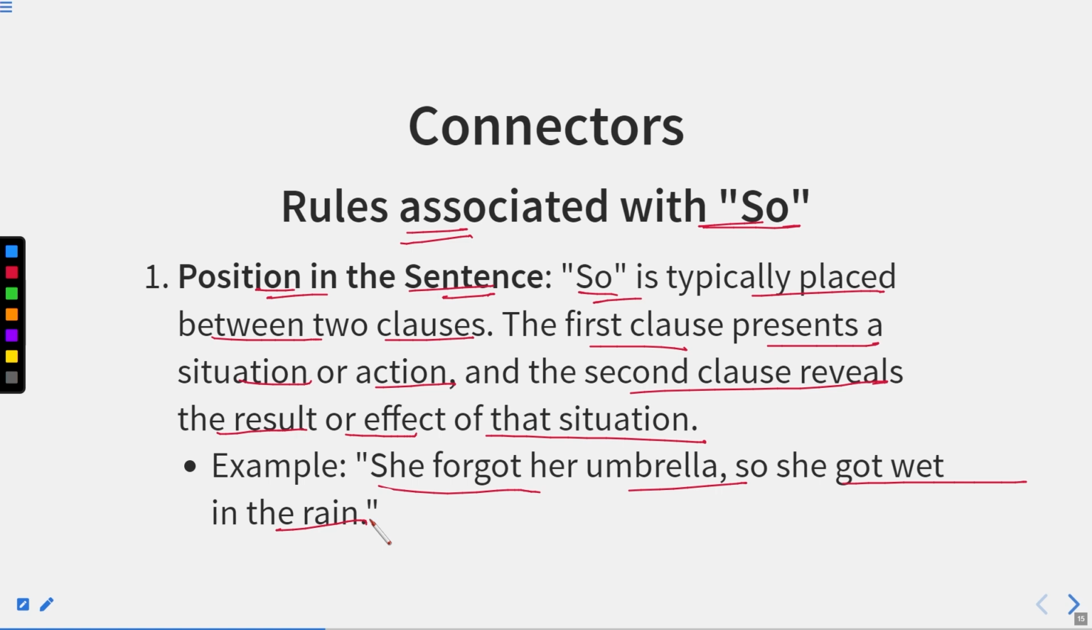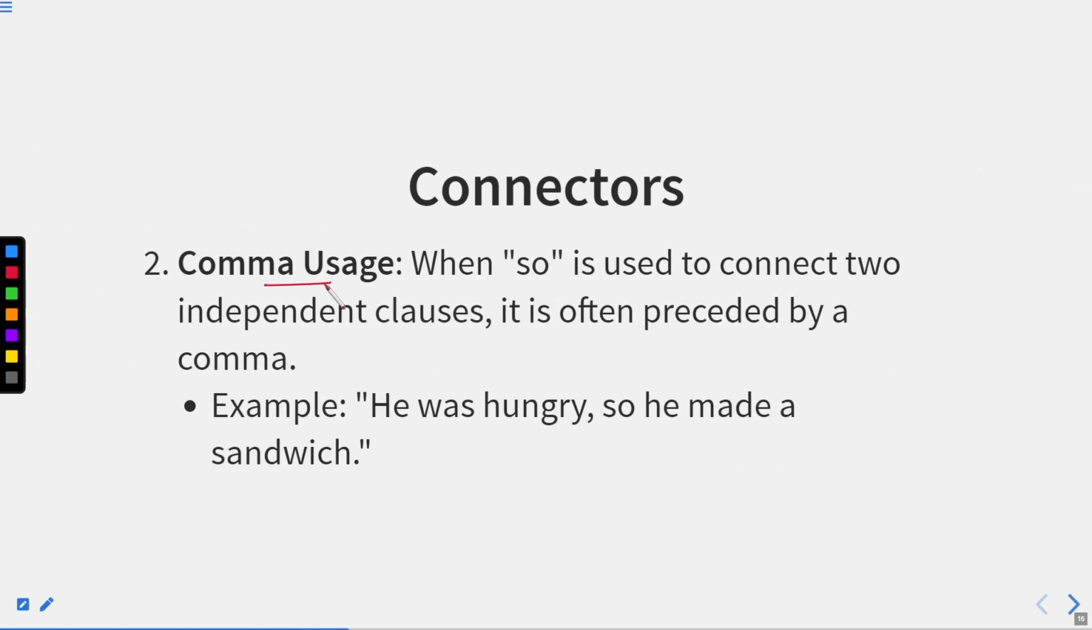It can be used in the middle of the sentence only. Comma usage. When "so" is used to connect two independent clauses, it is often preceded by a comma. As we know well, "so" can only occur in the middle of the sentence; it cannot begin the sentence.